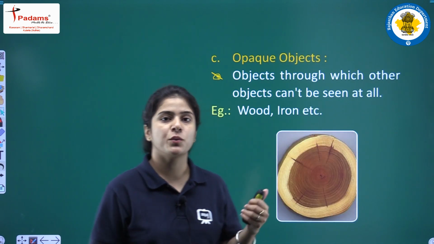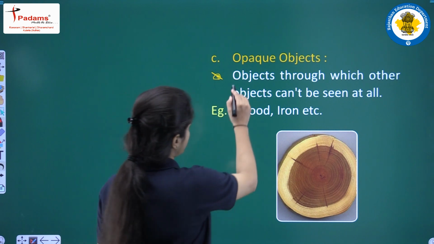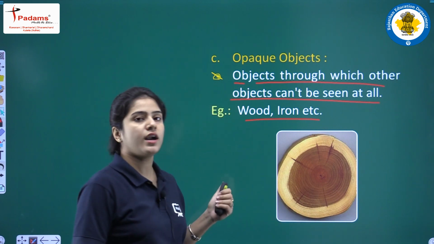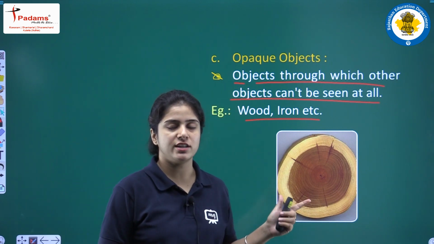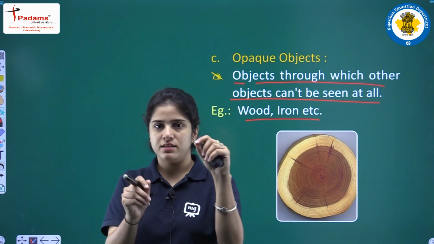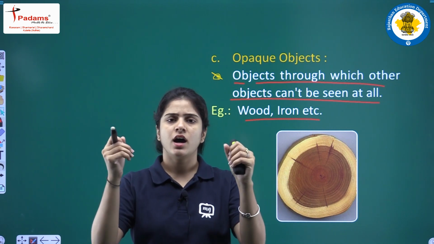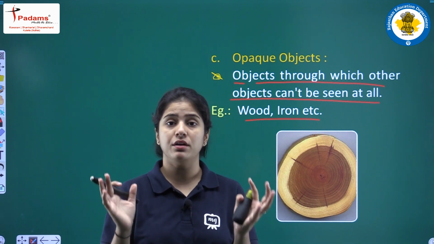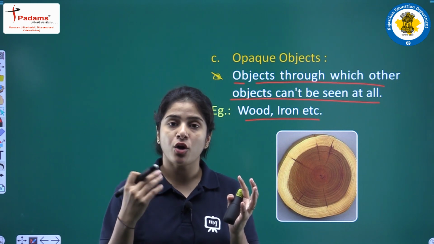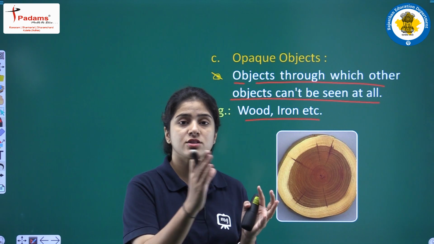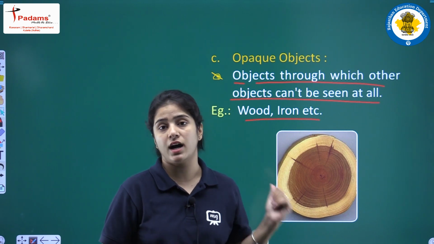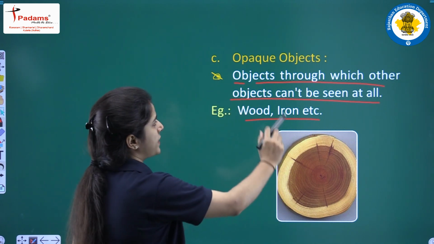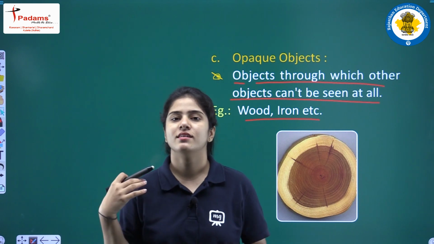Last one we are going to discuss is opaque objects. The objects through which other objects can't be seen at all are called opaque objects, like wood or iron. So this is an example of wood, right? Suppose students, if I have this wooden piece in my hand, I am holding it like this, I am not at all able to see the other objects through it because it is opaque. So objects through which other objects can't be seen at all are called opaque objects.